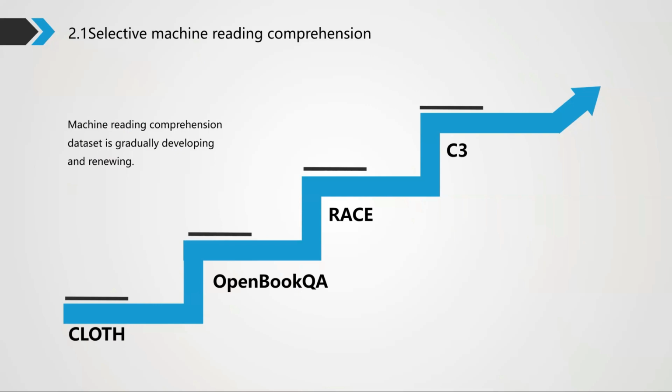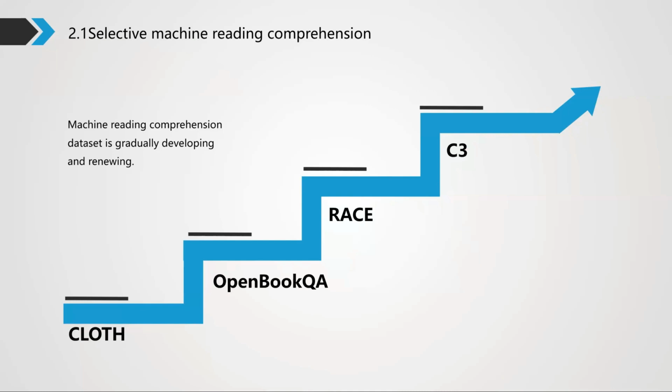At the same time, the selective reading comprehension task includes a lot of reasoning and inductive tasks, combined with external common sense, which can more comprehensively grasp the full text content. There are some datasets for selective reading comprehension, such as CLAUS, OpenBook QA, RACE, and C3. In addition to providing articles and questions, the OpenBook QA also provides an external knowledge base for answer selection. When answering each question, the answer is selected by combining facts of the internal knowledge base.